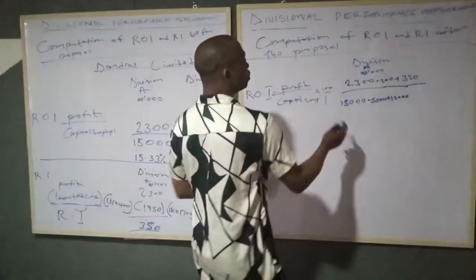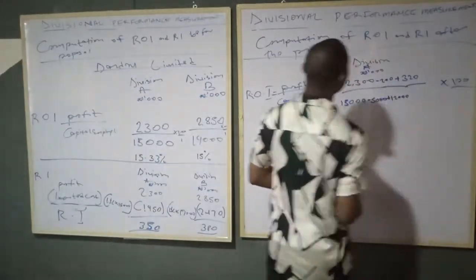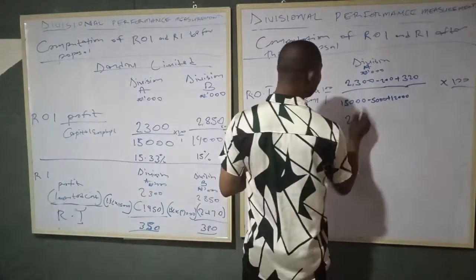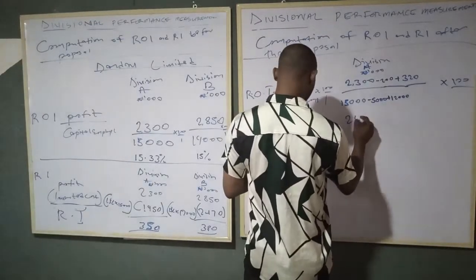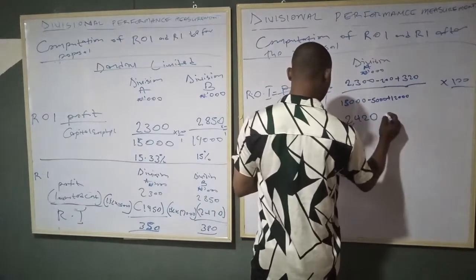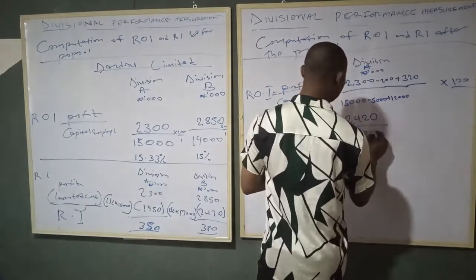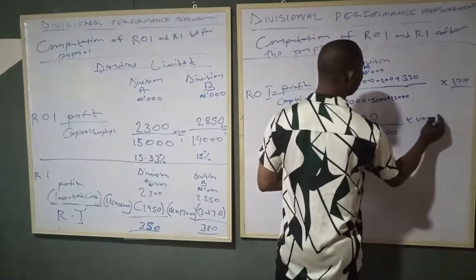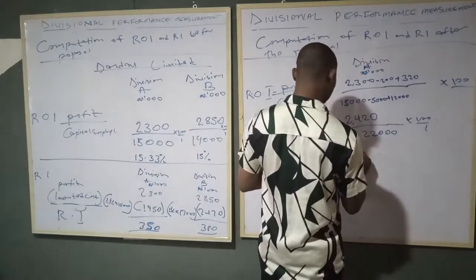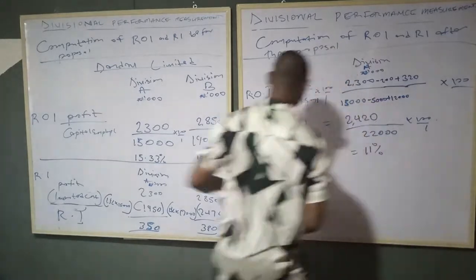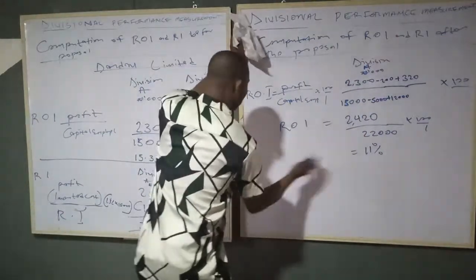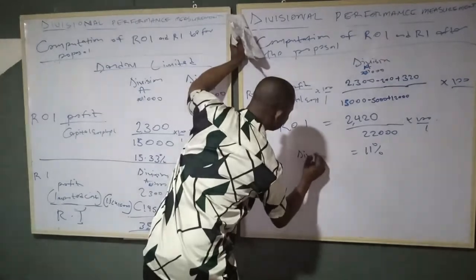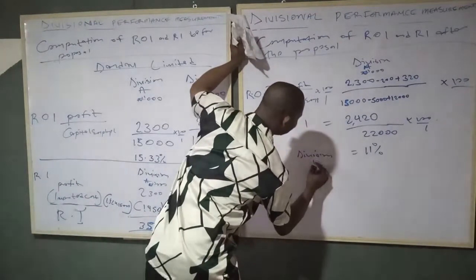Then times 100 over 1. So our return on investment will now be, we add everything, we do the summation of everything, 2,420 over 52 million, right? So times 100 over 1, we get equal to 11%. Then calculate the return on investment for division B also. For division B.